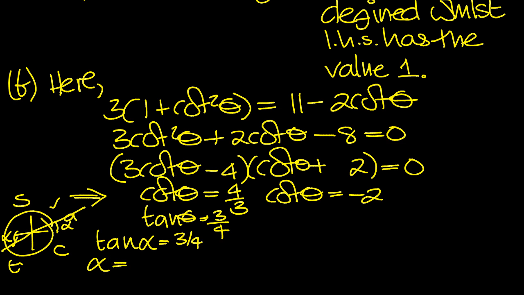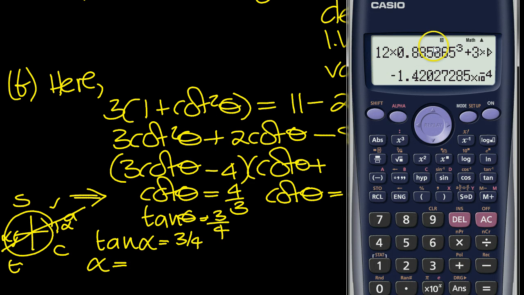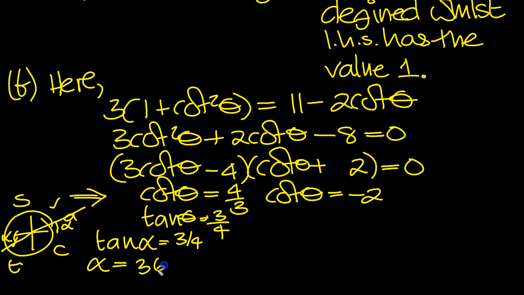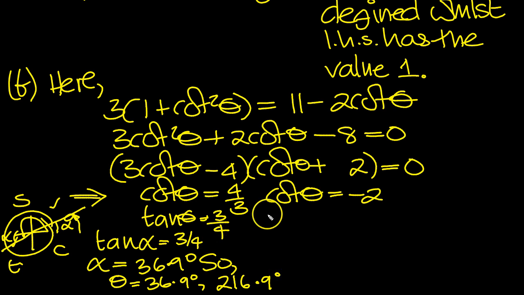Then do shift tan of 3/4 in degrees mode, which we are. Shift tan, tan of 3 divided by 4. 36.86, so it's 36.9 degrees. So our values then, theta will be around to here, which is 36.9 degrees, and the other value of theta is around to here, isn't it? So it's 180 plus 36.9, which is 216.9 degrees. So that's that one done.